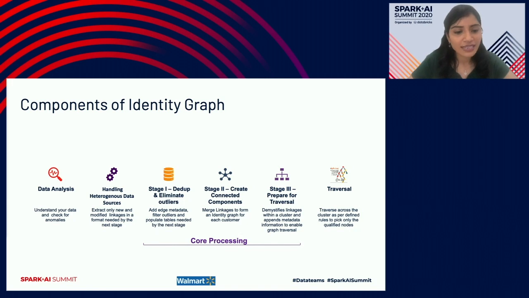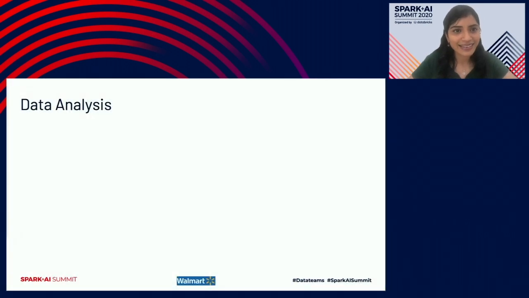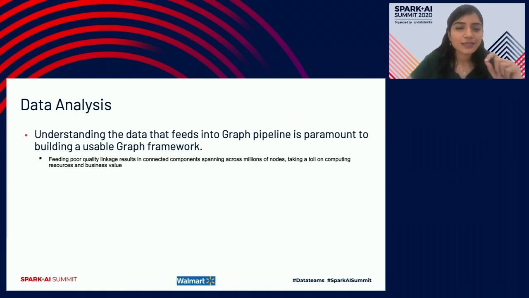So the first step is data analysis. This is a very critical step because this is where we gauge the quality of the linkage that gets fed into the graph pipeline. For example, let's consider a linkage between user ID and cookie ID. Generally, a cookie ID connects to one individual or multiple individuals within the same household in case they happen to share the devices. But we have seen instances where a cookie ID connects to thousands and thousands of customers. Maybe it's a shared computer or bot. We don't know what exactly it is.